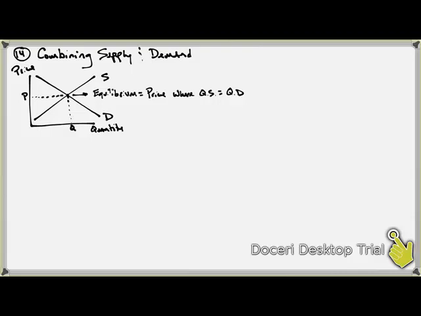Okay? So I'm going to try to change color. I hope it shows up on here. Let's see. Let's go red. And I'm going to put a new price on here. We're going to call this P1. So this price is going to be set above our equilibrium.